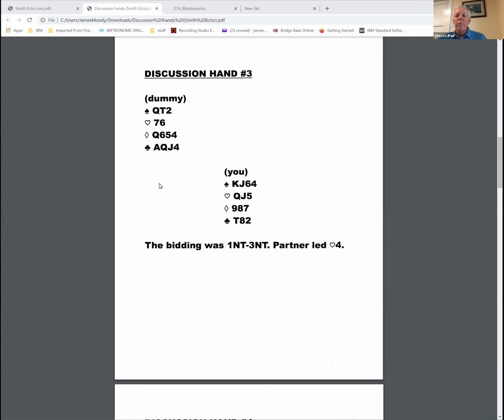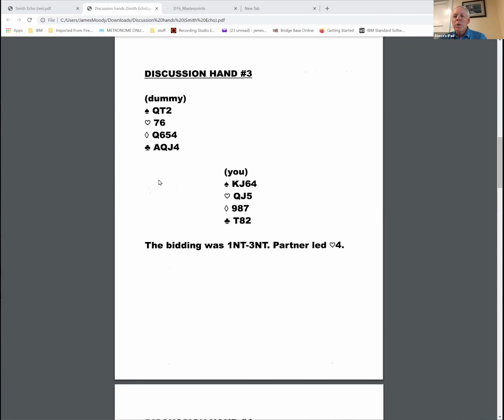Okay, so the opening lead's a heart, dummy plays low, you put in the jack. All right, so let's say that declarer wins the king. Now this is when you start your thinking. Your first thing you know is that you love partner's lead. You've got the queen to go with the jack, and you want to tell partner that. You know that declarer is going to lead some suit, and so you're ready to Smith Echo.